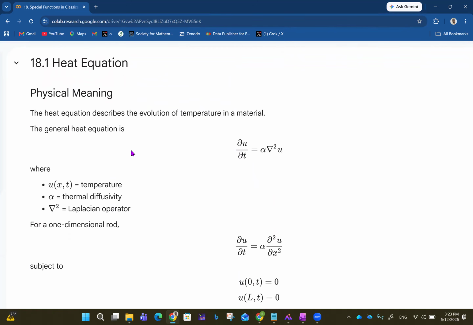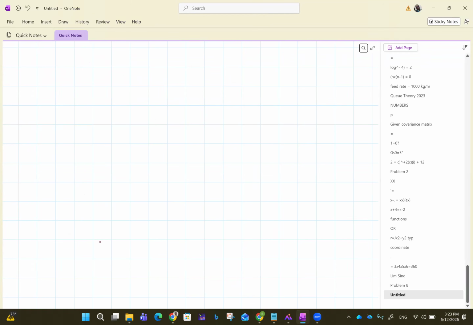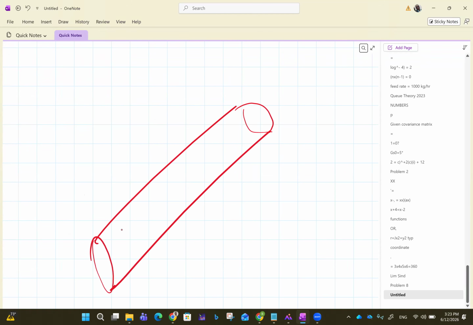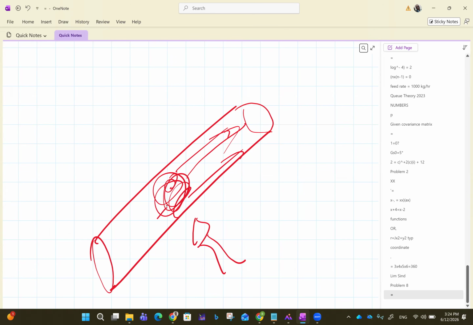The physical meaning of the heat equation is that it describes the evolution of temperature in a material, meaning you have a material, say a rod. So the heat equation talks about how, maybe if you start heating it from some fire light source here, you have heat concentrating around here, and over time it spreads to other parts of the rod. That's the kind of thing the heat equation deals with.